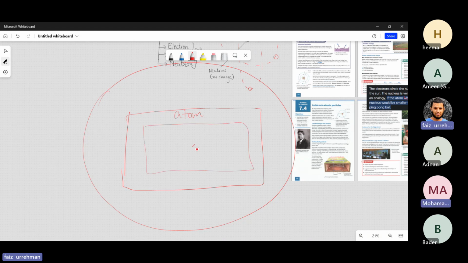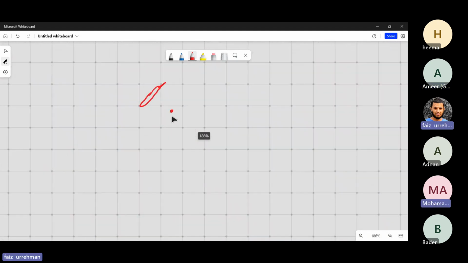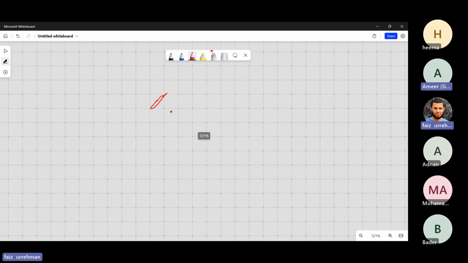And how is the ball? Like this, one dot like this. Yes. So, for example, this is the baseball bat. So this is the size of the nucleus compared to the atom.